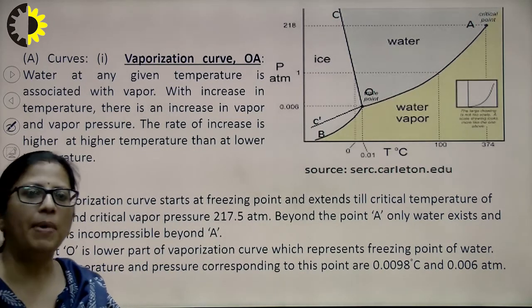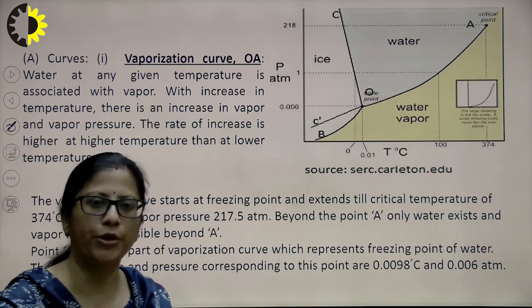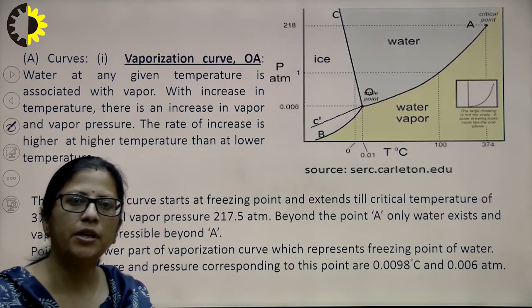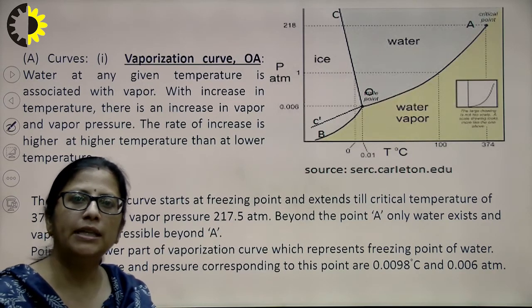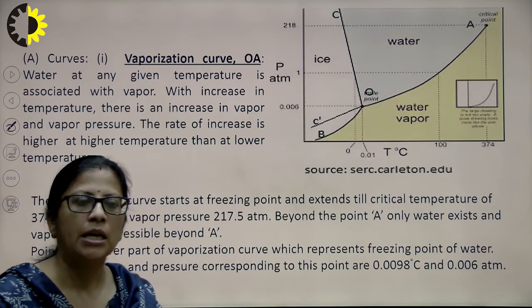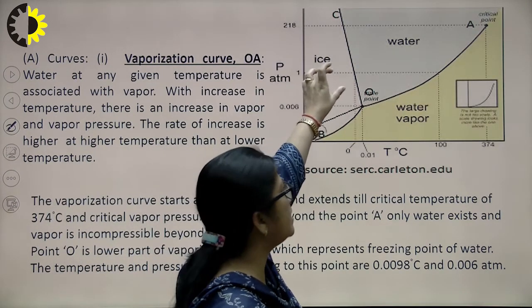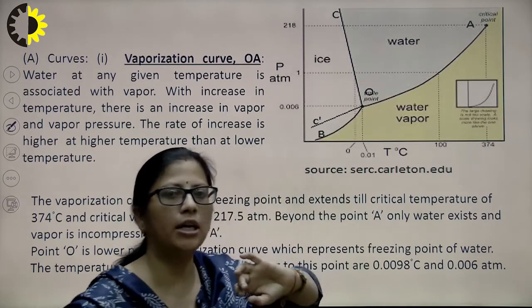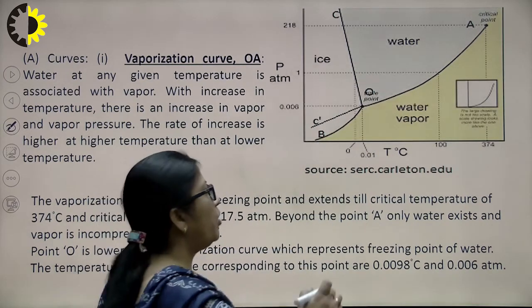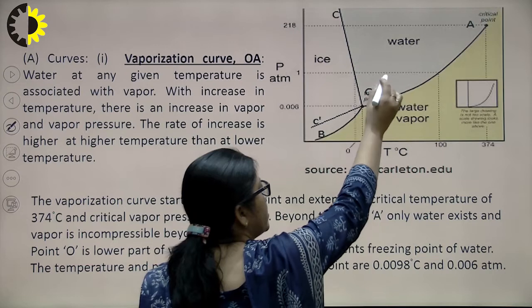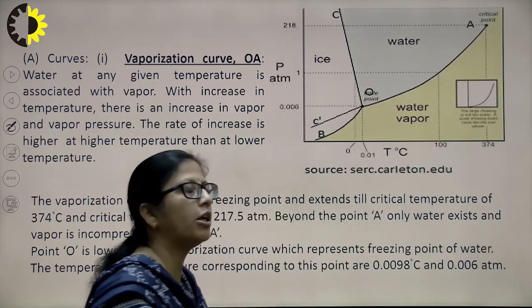This is the metastable curve of water. Here, below the freezing point, water does not get converted into ice, it stays in the liquid state. And below the freezing point, if water is existing in the liquid state, it is not a stable state.